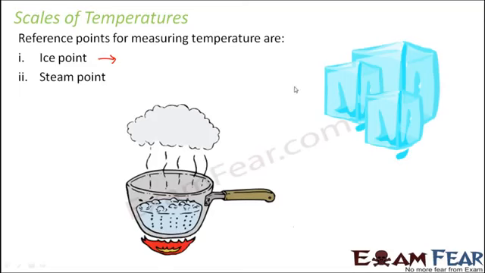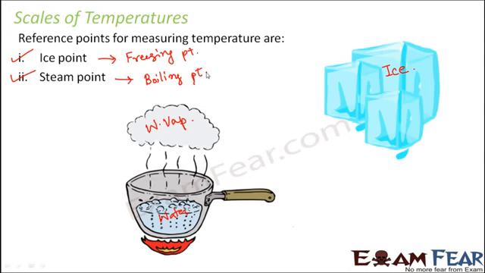What happens when water freezes? Water freezes to form ice. And what happens when water boils? It boils to form water vapor. Right? So this is ice, and this is water vapor, and this is water. So ice point is nothing but the freezing point of water. It is the point at which water gets converted into ice. And steam point is the boiling point of pure water. That is, it is that temperature at which water starts getting converted into water vapor.